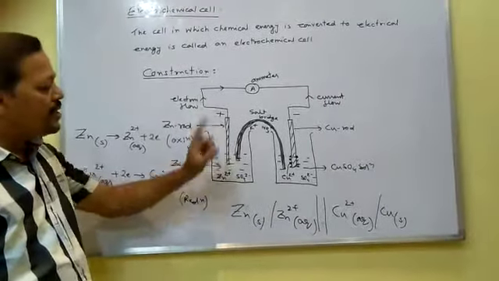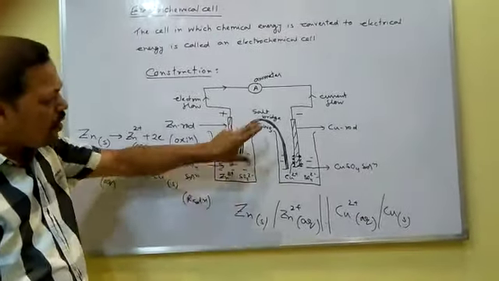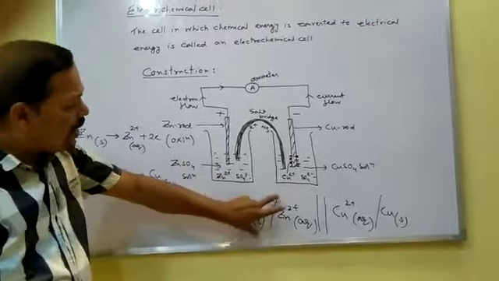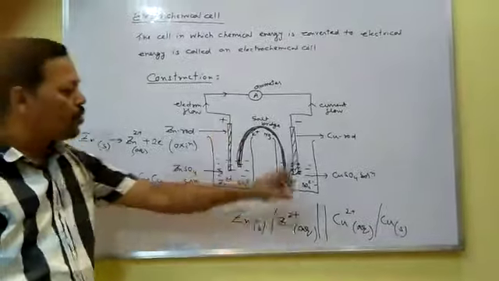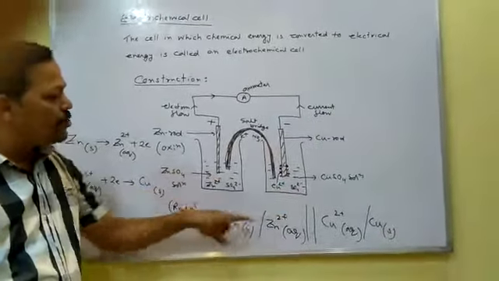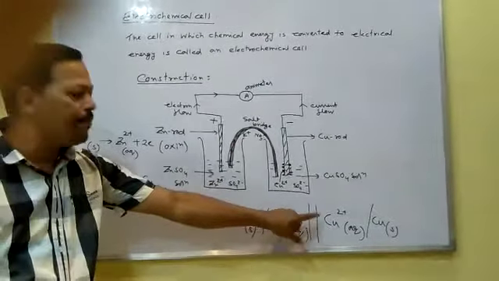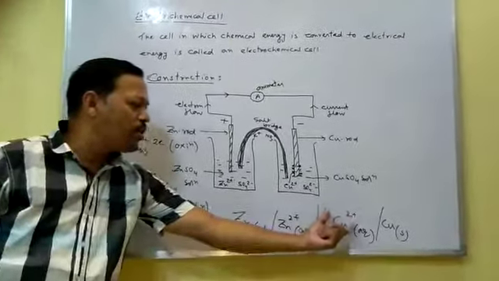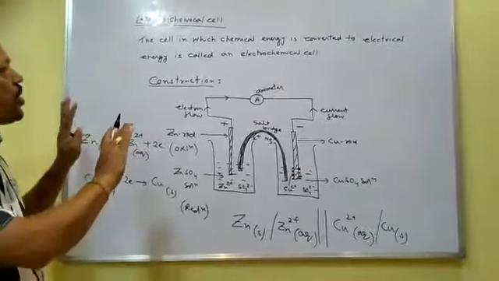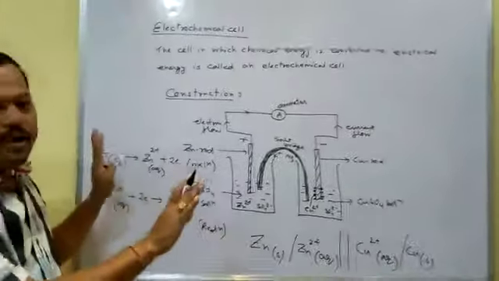So to represent the cell, you can write the cell this way. That means here zinc acts as the anode, copper acts as the cathode. Like this you can represent. This parallel line represents the salt bridge, and this is called the oxidation half cell, this is called the reduction half cell. So this is about the electrochemical cell.